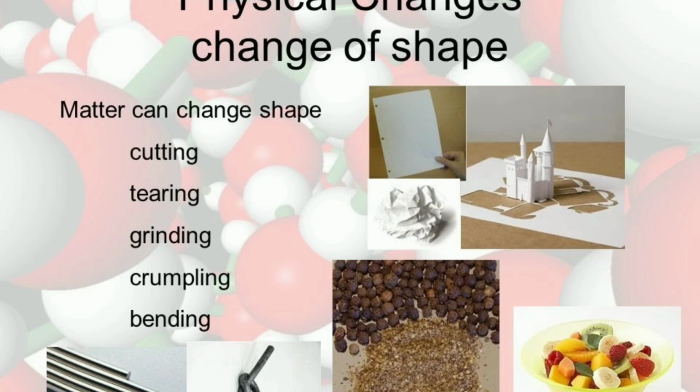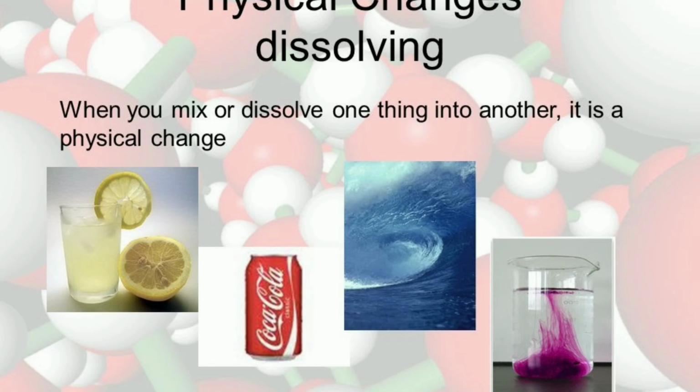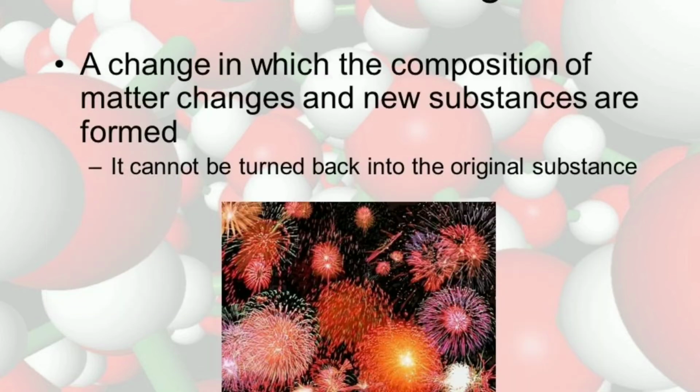And next, even by dissolving we can see physical changes. As we said, sugar dissolving in water converts into a sugar solution, that means solid into liquid. So that is also one type of physical change. Then coming to chemical change: a change in which the composition of a matter changes and new substances are formed.